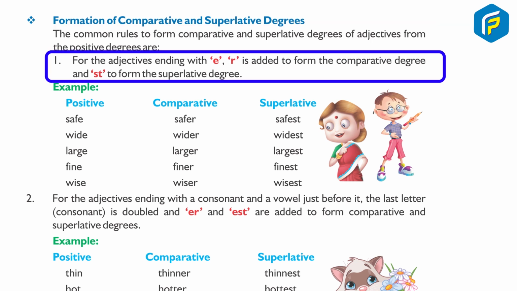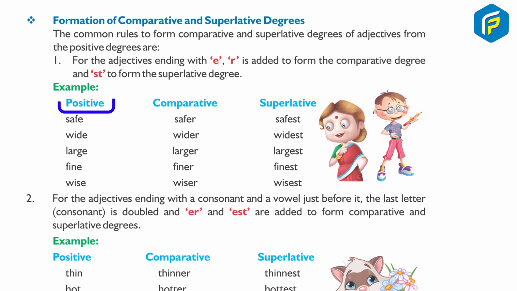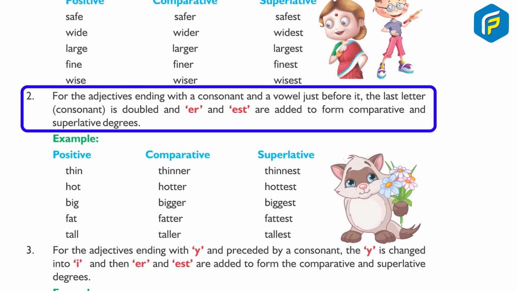1. For the adjectives ending with E, R is added to form a comparative degree and ST to form a superlative degree. Example: positive, comparative, superlative. Safe, safer, safest. Wide, wider, widest. Large, larger, largest. Fine, finer, finest. Wise, wiser, wisest.